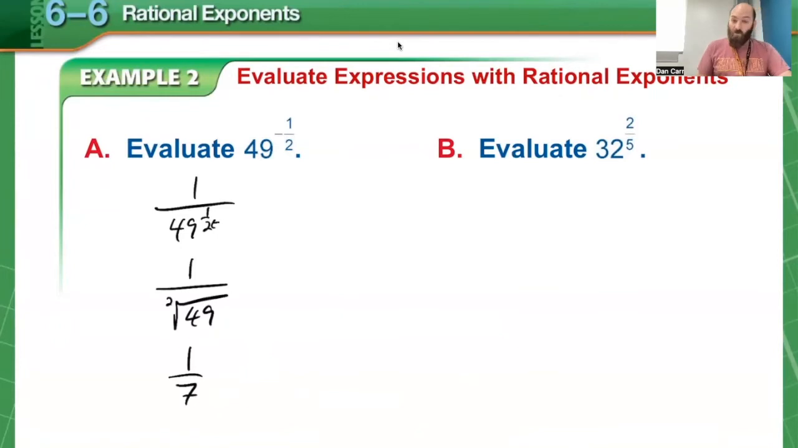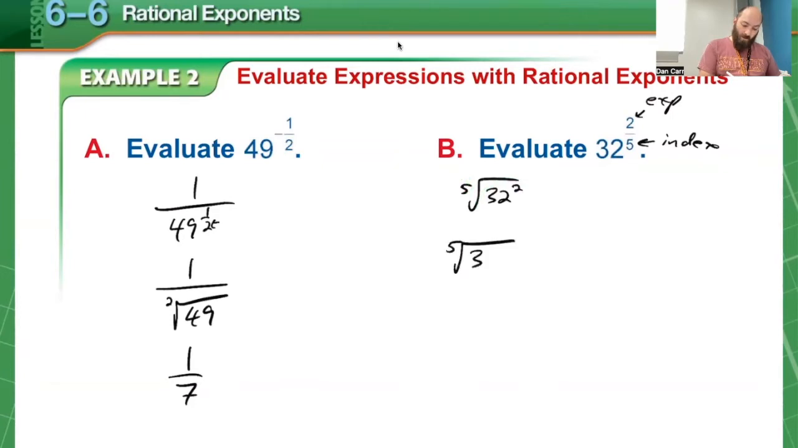Over here, 32 to the 2/5. Now when I do that one, again, this is going to be my exponent. This is my index number. So I'm looking at the 5th root of 32 to the second power. That's where the pattern goes for those. I can do 32 to the second power first, evaluate it, make it a larger number, and then try to take the 5th root of that. But this problem is probably easier to do it this way.